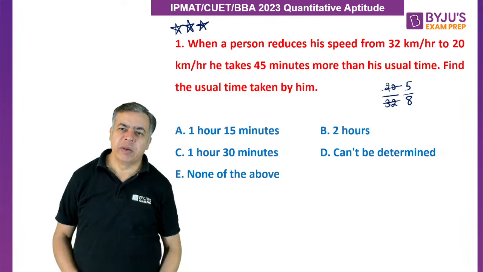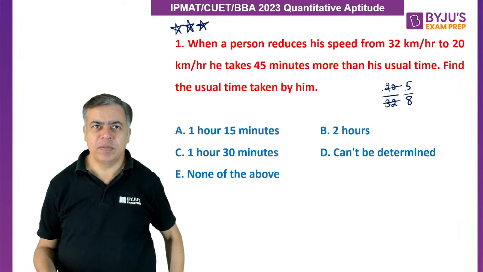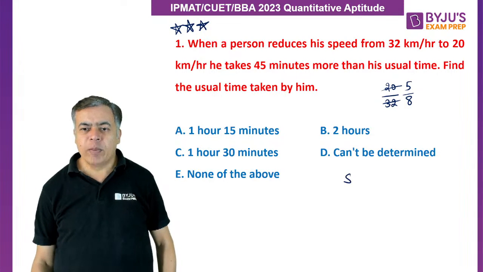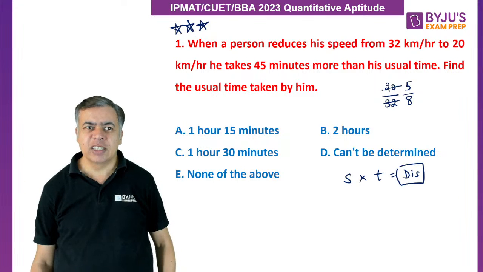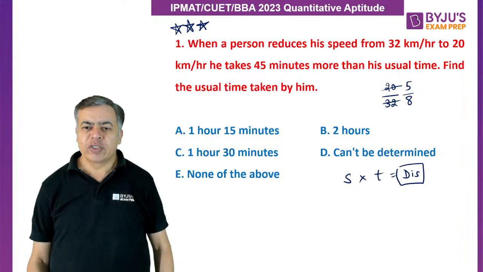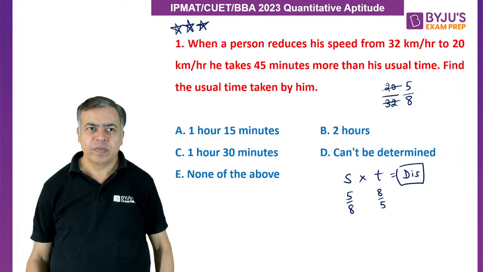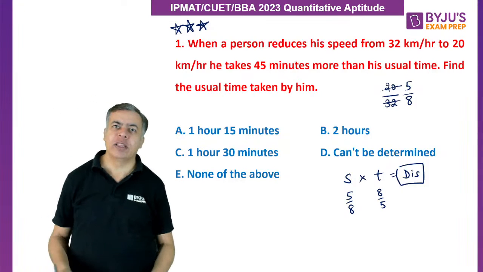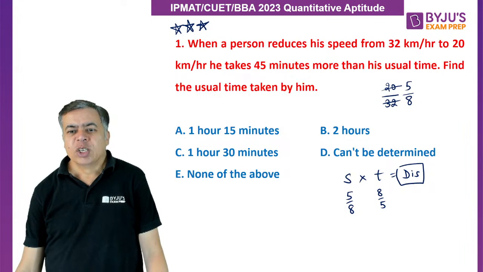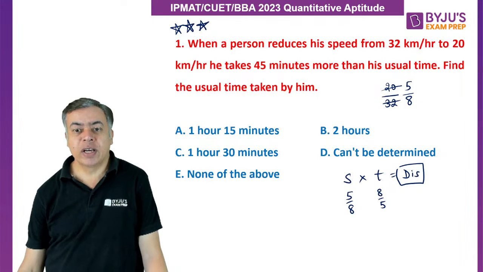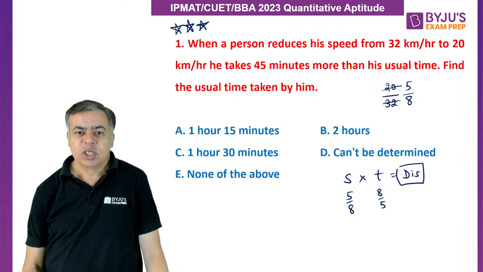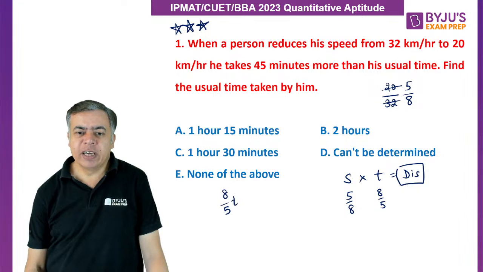So speed becomes 5 by 8 of the original. You know your formula, speed into time equal to distance. If the distance is same in both the cases, and speed becomes 5 by 8, the time taken must become 8 by 5. Speed is inversely proportional to time when the distance is constant. So if speed becomes 5 by 8 of the original, time must become 8 by 5 of the original time. So now it is 8 by 5t. Earlier it was t. The difference is 45 minutes.